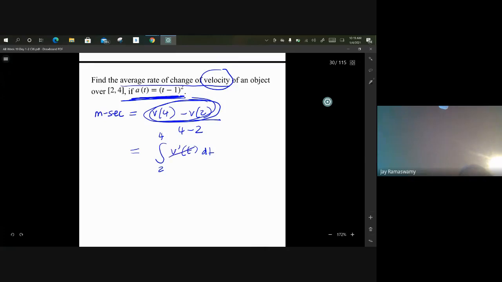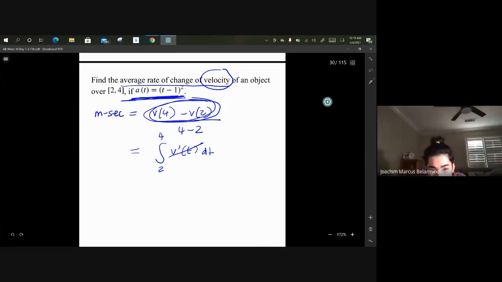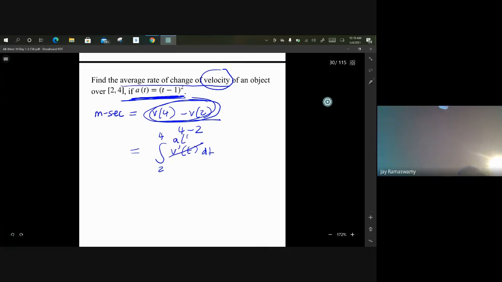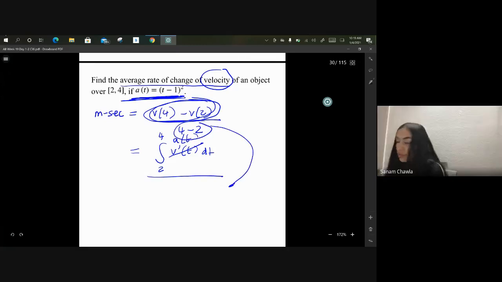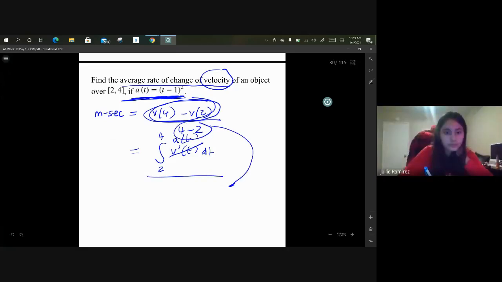What do we know v dash as? A of t. And do we have a of t? Yes, have a look, we're given a of t. And then all over, what's 4 minus 2? Guys, do not forget the denominator. All over 2. Okay, now stop.